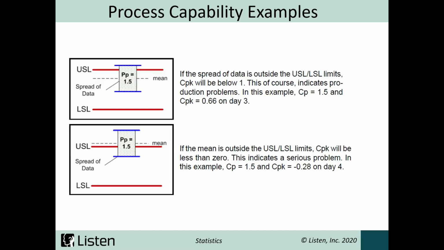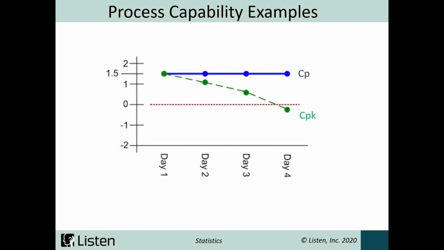On day 3, the spread of data is outside the USL and LSL limits, so CPK will be below 1. CP will still equal 1.5, but CPK will be 0.66. Then on day 4, if the mean is outside the USL-LSL limits, CPK is less than 0. In this example, CP would be 1.5 and CPK would be negative 0.28. If we look at this data graphed over time, we can see that CP stays constant while CPK is trending downwards.